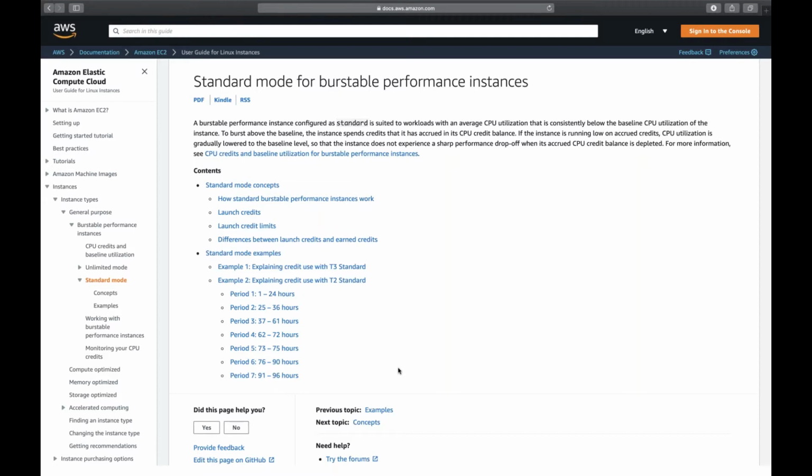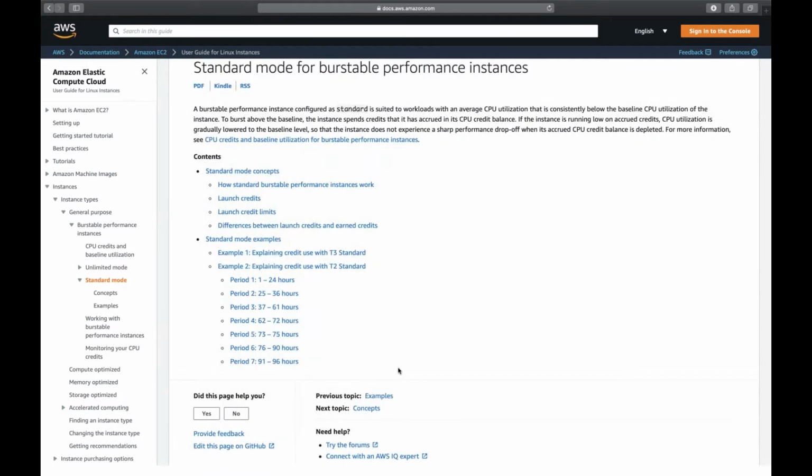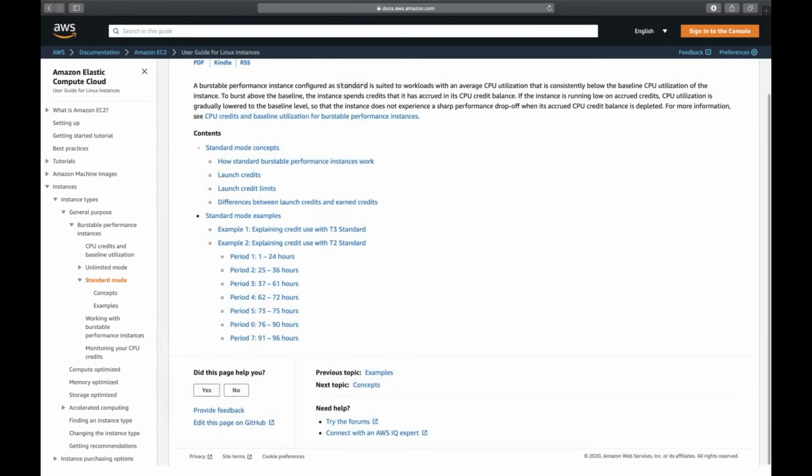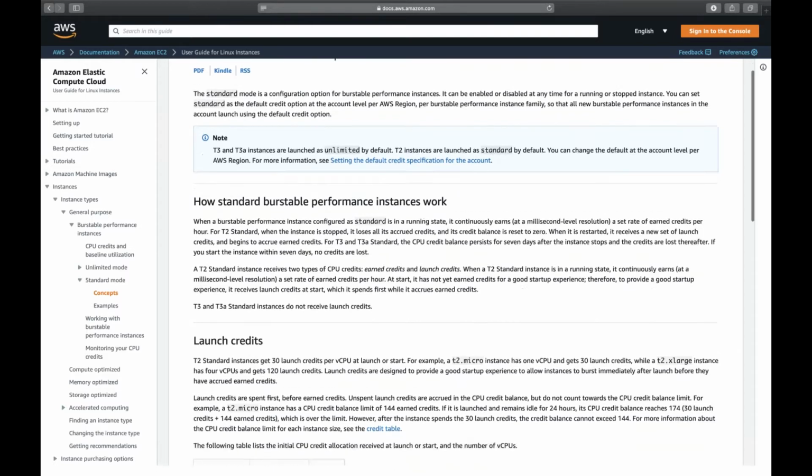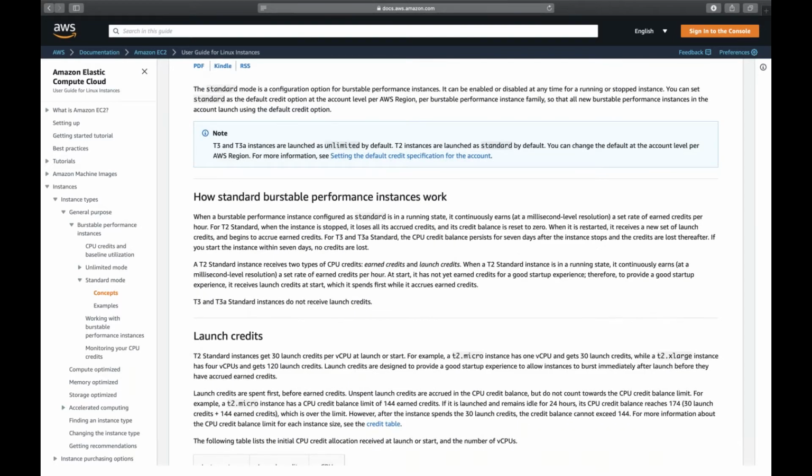Okay. And there are some other things it covers, like the standard mode concept and how this works, and standard mode examples. Let's go with the concept. So it says that if I want to enable standard mode, it can be done without stopping, at running time. And then it explains how standard burstable performance instances work.